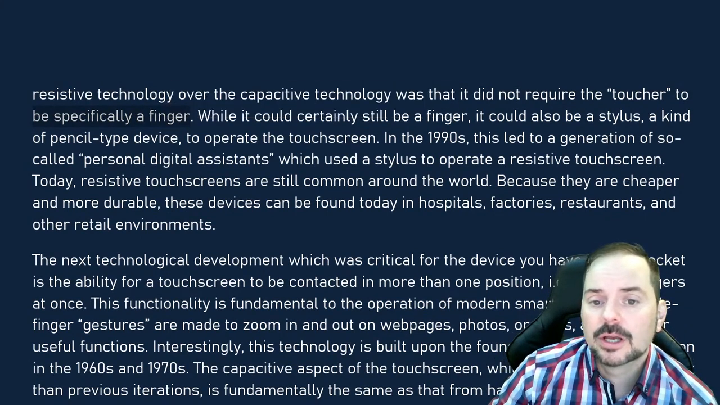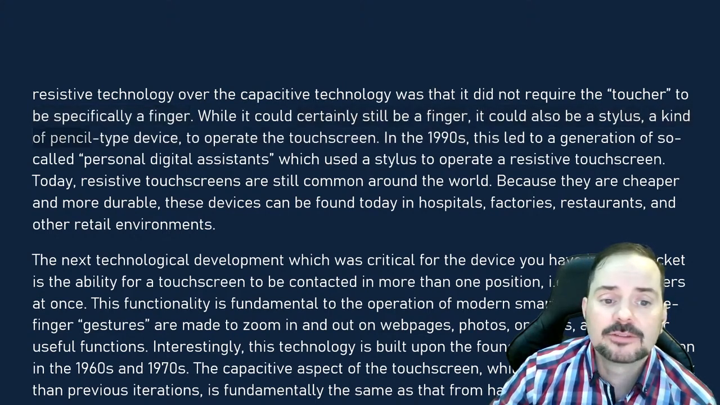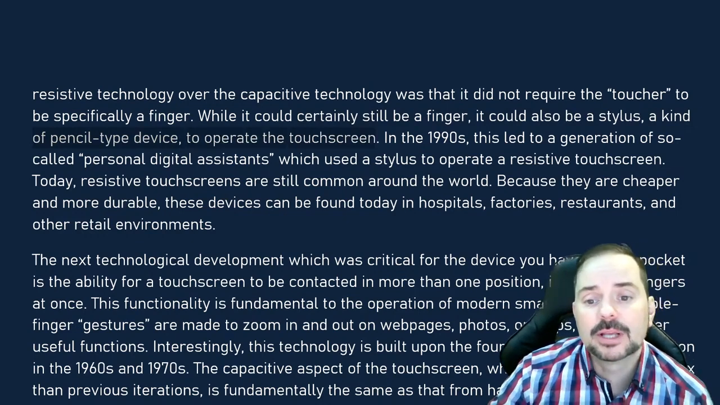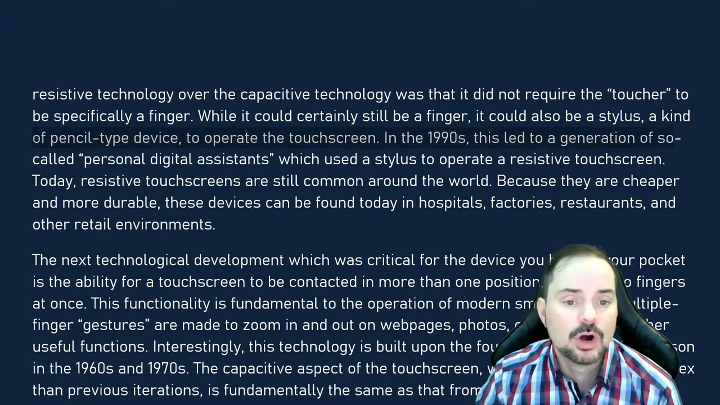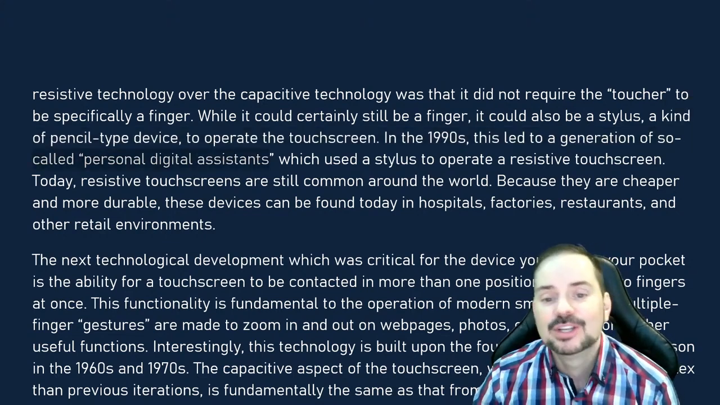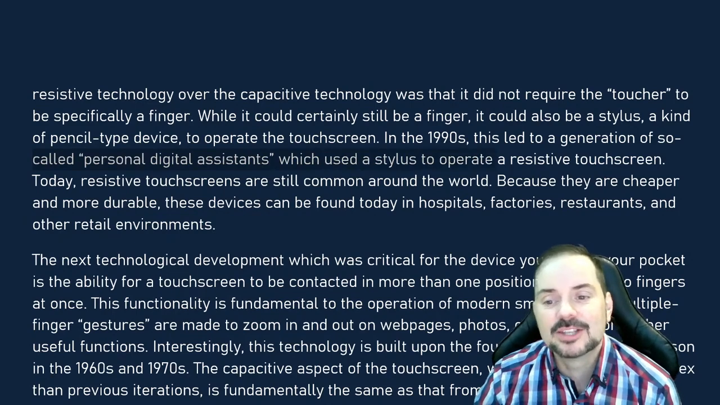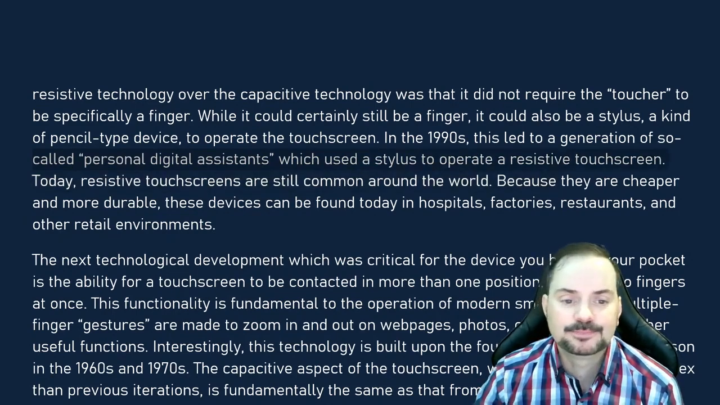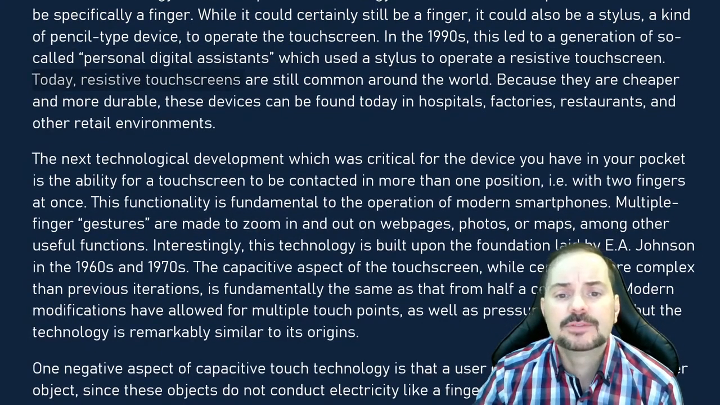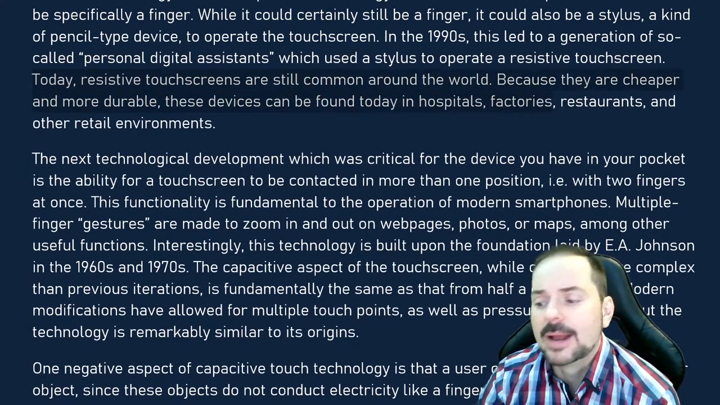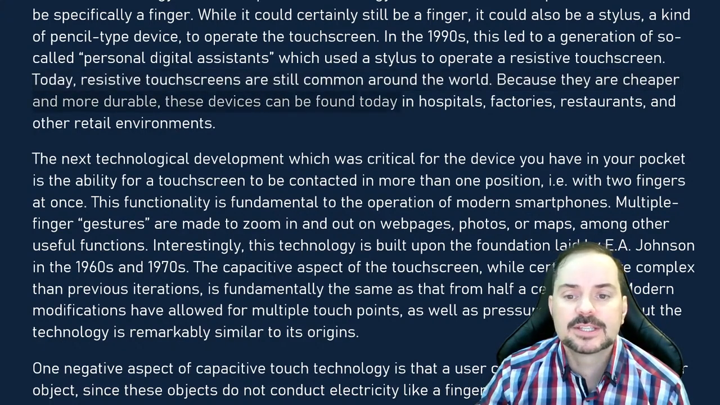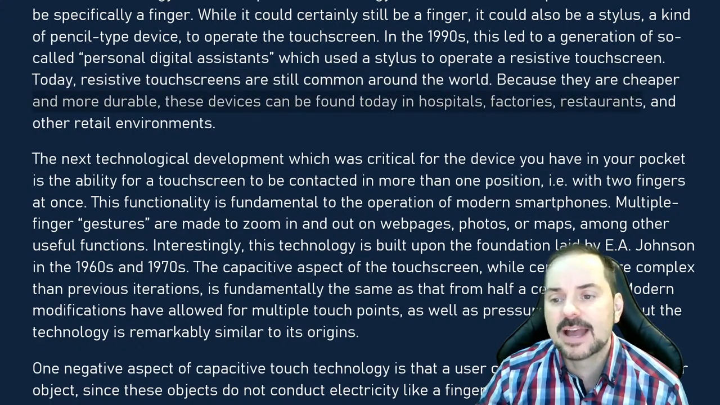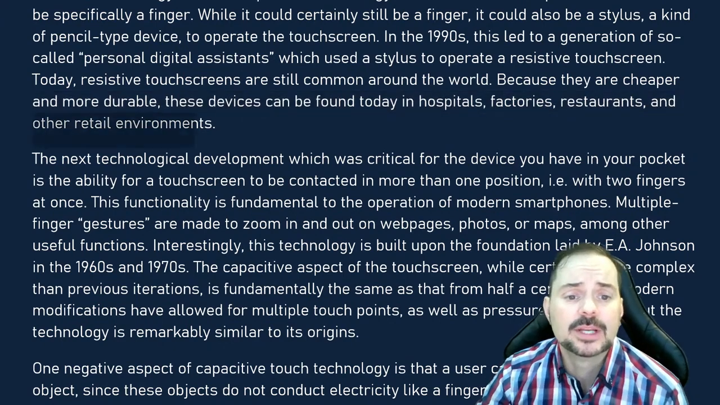While it could certainly still be a finger, it could also be a stylus, a kind of pencil-type device to operate the touchscreen. In the 1990s, this led to a generation of so-called personal digital assistants, which used a stylus to operate a resistive touchscreen. Today, resistive touchscreens are still common around the world. Because they are cheaper and more durable, these devices can be found today in hospitals, factories, restaurants, and other retail environments.